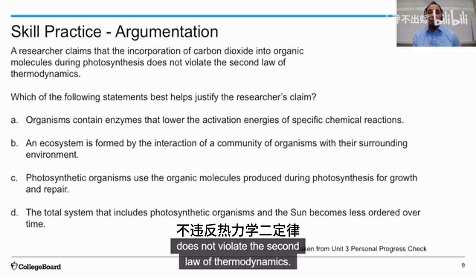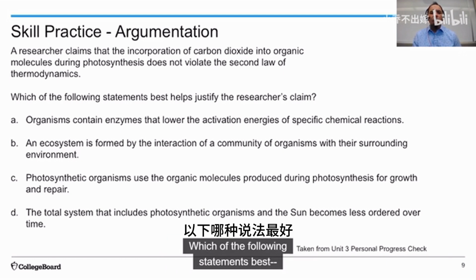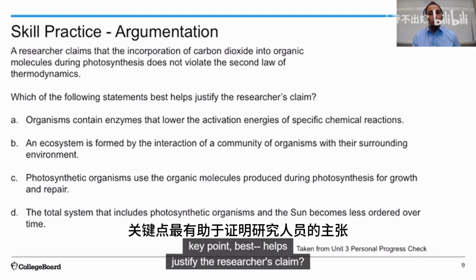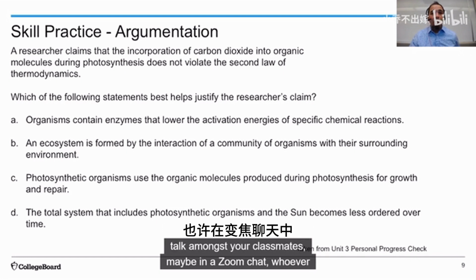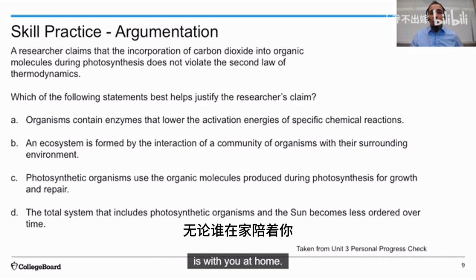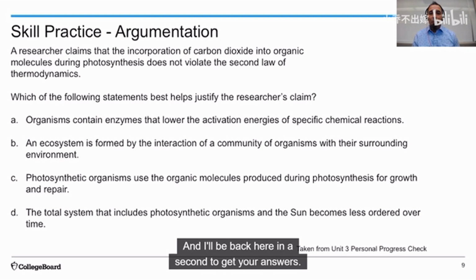not violate the second law of thermodynamics. Which of the following statements best, key point, best helps justify the researcher's claim? I'm not going to read all those options to you. I'm going to pause the video so that you can maybe talk amongst your classmates, maybe in a Zoom chat, whoever is with you at home. So go ahead, pause the video, and I'll be back here in a second to get your answers.